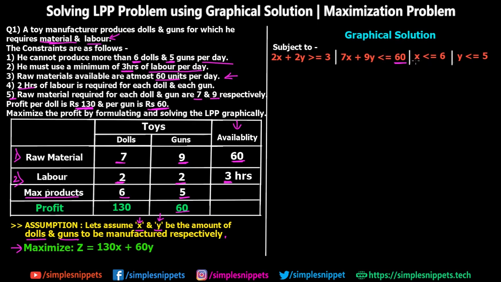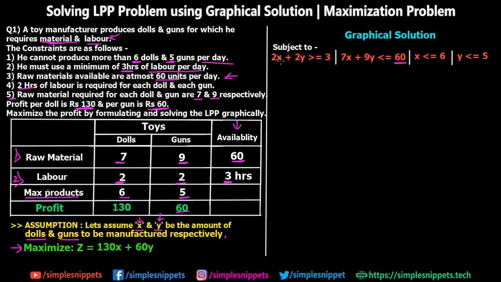And lastly, we have x less than or equal to 6. So x is the number of dolls, right? Let's assume x and y be the amount of dolls and guns. This is what the assumption is. So x is the number of dolls, that has to be less than or equal to 6 because that's the first constraint. He cannot produce more than 6 dolls and 5 guns. So y is the number of guns, so y has to be less than or equal to 5. So these are the 4 constraints. So this is the entire formulation of LPP, that is the conversion of this entire word problem into an LPP problem.